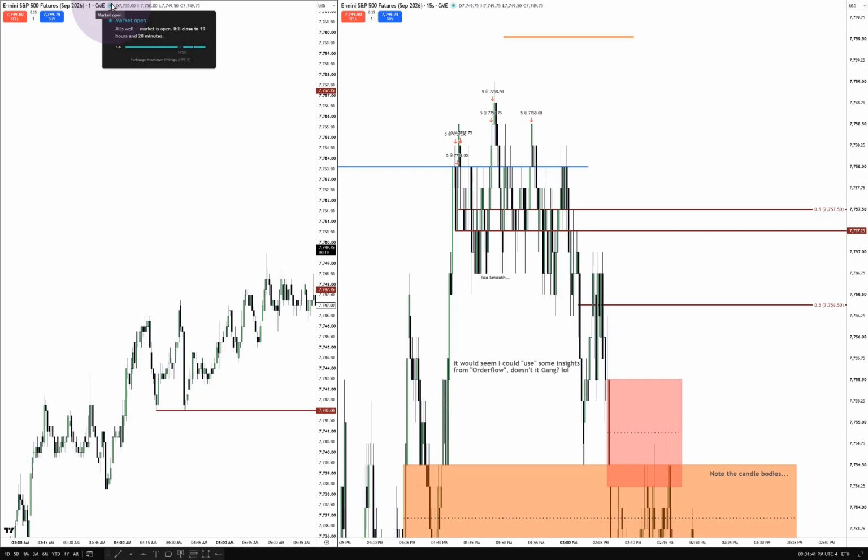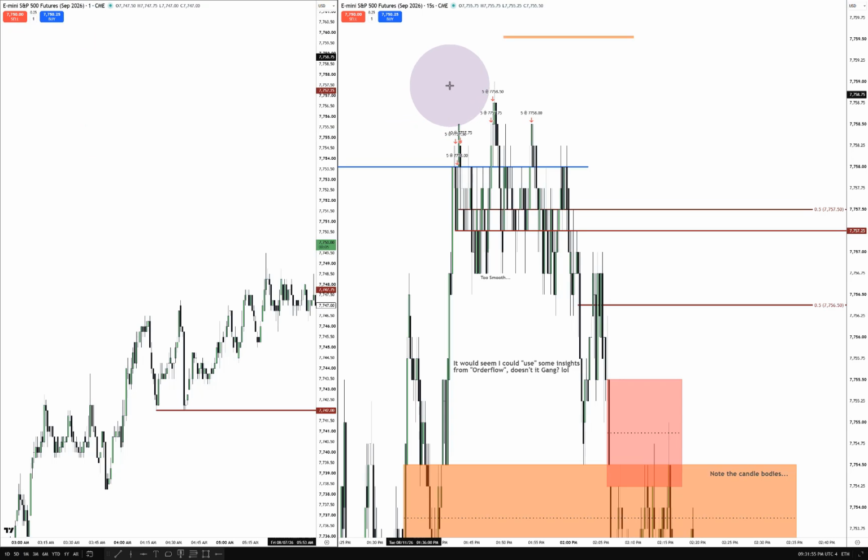All right, folks, we're going to do a quick little review on the S&P 500 futures contract for September delivery 2026. On the left-hand side you can see a 1-minute chart, and on the right, a 15-second chart. Every vertical line or candlestick in this chart represents an interval of 15 seconds.